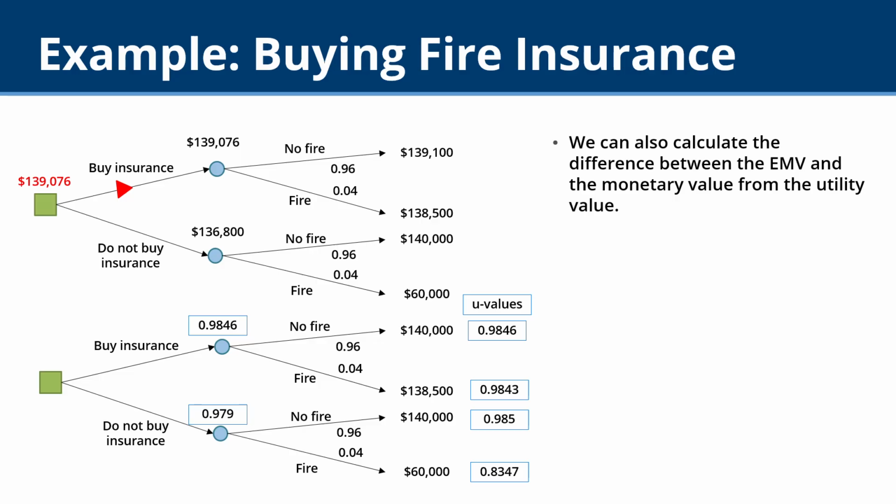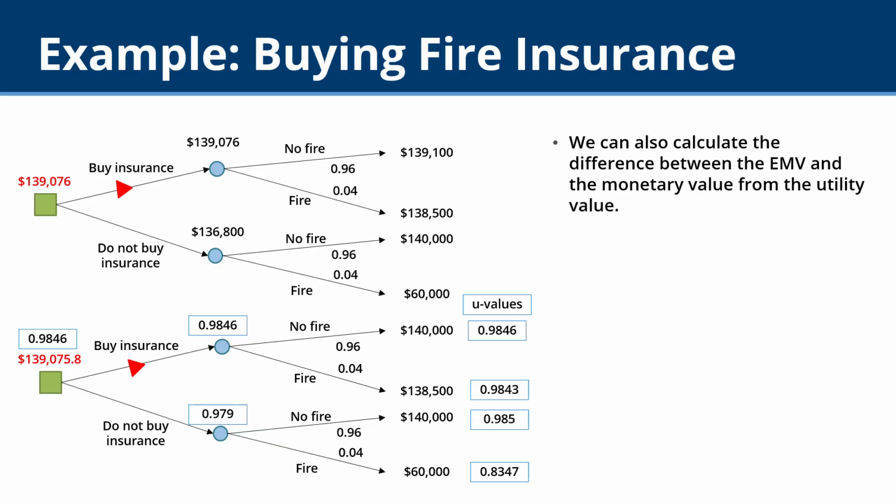Then we can calculate the expected utility at each one of those nodes, which we did on the previous slide. We're comparing the buy insurance branch against the do not buy insurance branch, and we pick the higher utility value, which is buy insurance. We've converted the buy insurance utility value, 0.9846, to the monetary value, which is $139,075.80. So if you look at both of these trees, the optimal decision is to buy insurance.